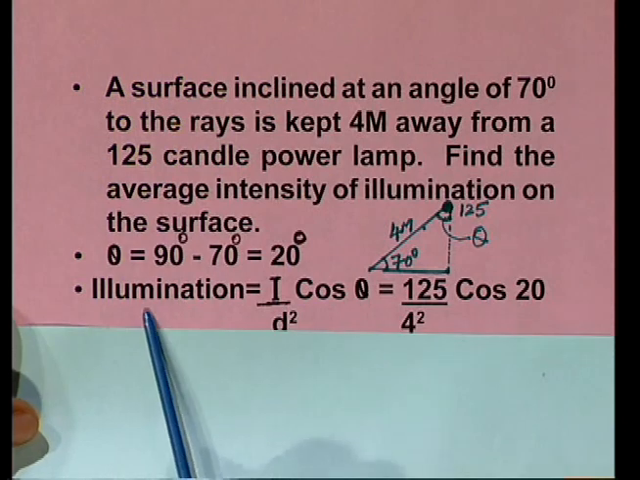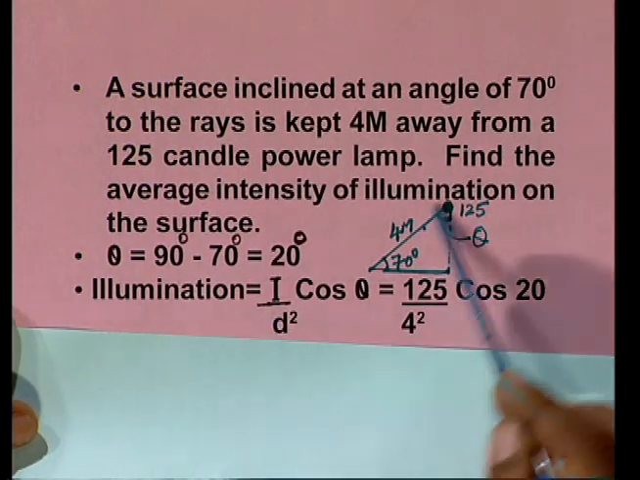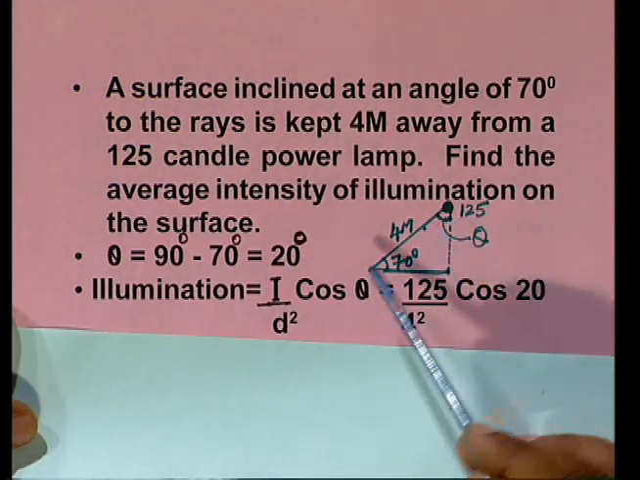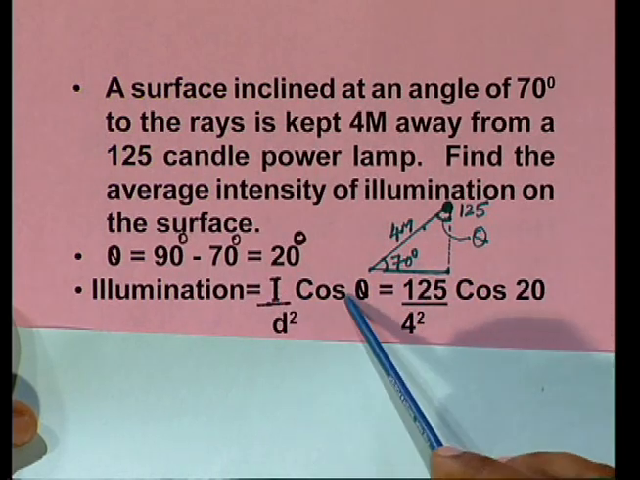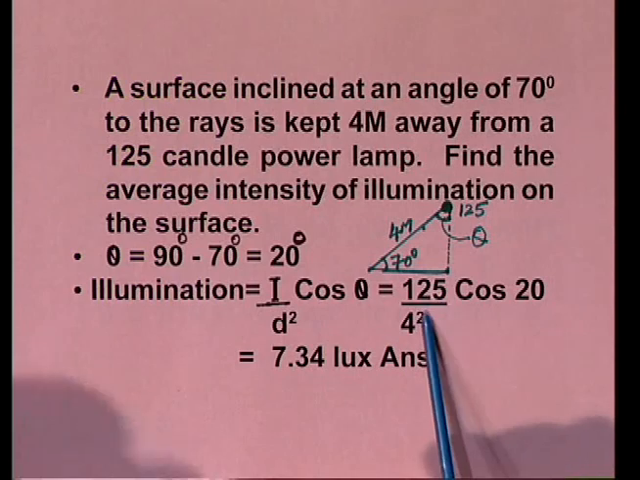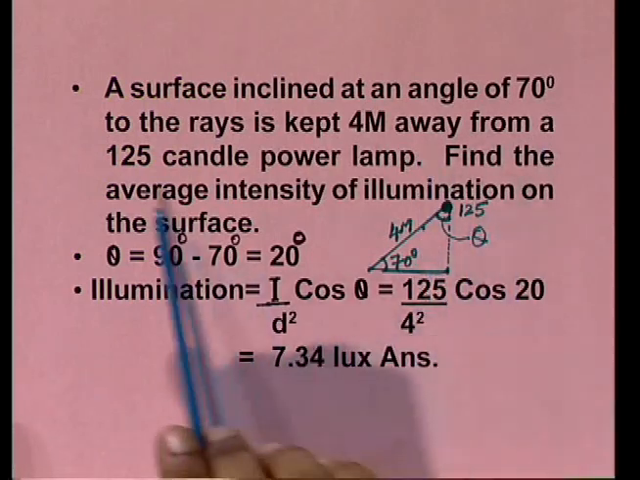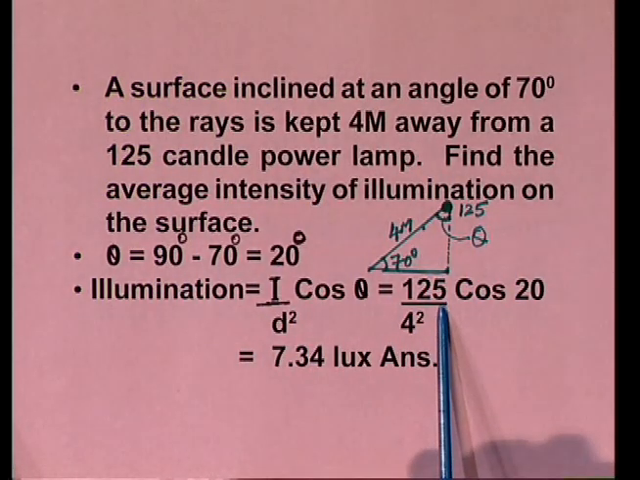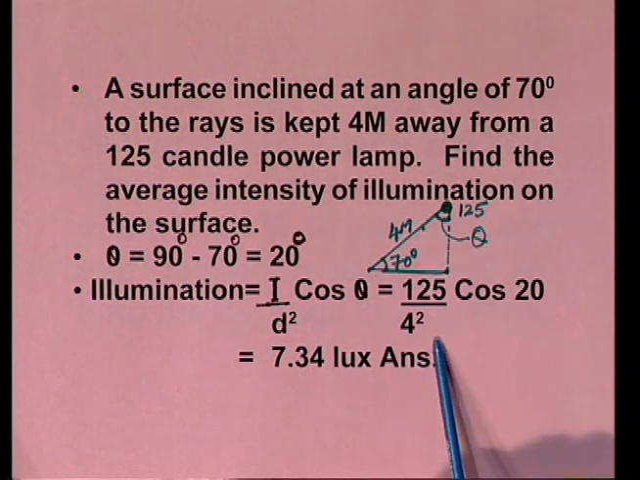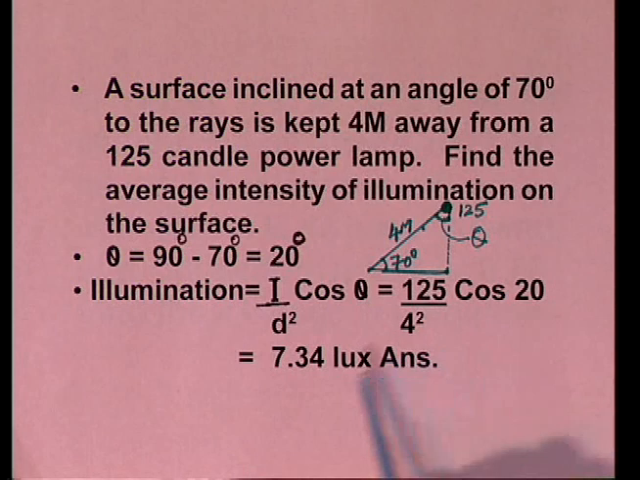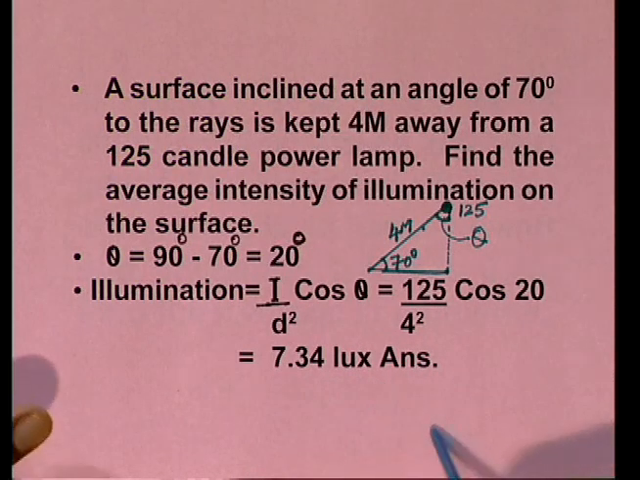So, illumination, we have seen, for this type of object it is not I by d square, it is I by d square cos theta. Here I is given as 125 candle power, by distance 4 meters, 4 square, cos of 20 degrees. So, you will get 7.34 lux. Illumination will always be measured in lux. The answer is 7.34.